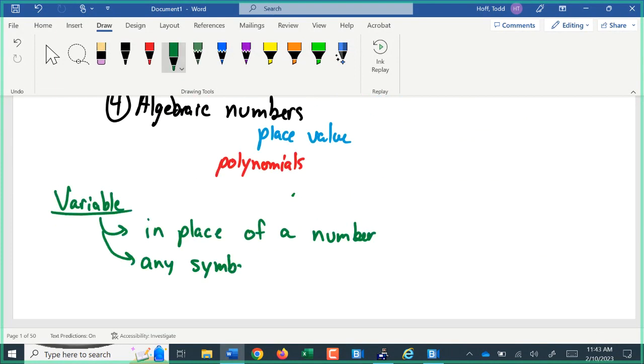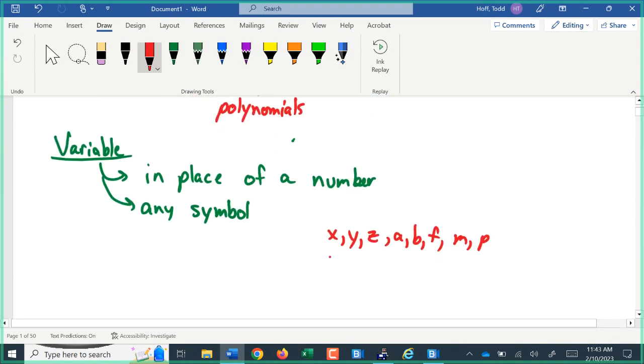The American spelling there. It can be X, Y, Z are probably the ones we're most used to using, but A, B, F, M, P, any letter can be used, but also any symbol. We can use the hashtag or the @ symbol or ampersand. Any of those symbols can be used as a variable.